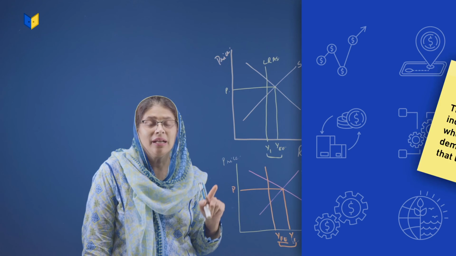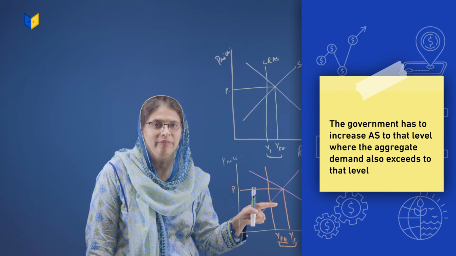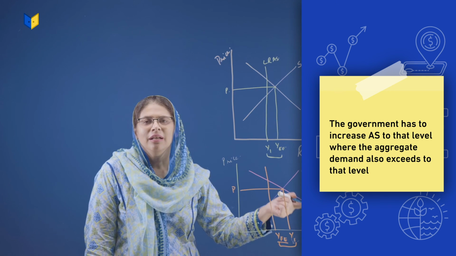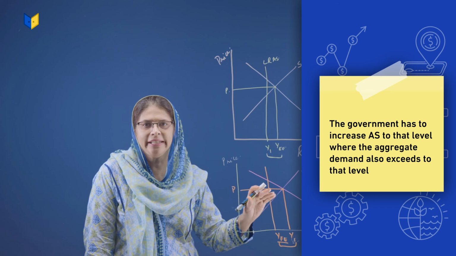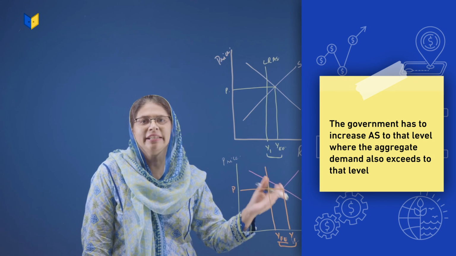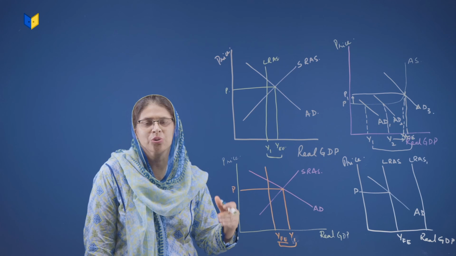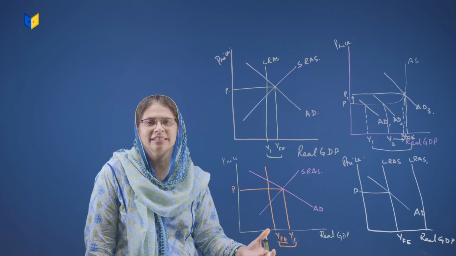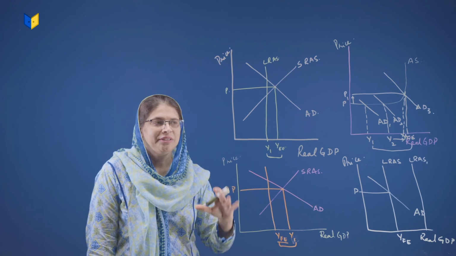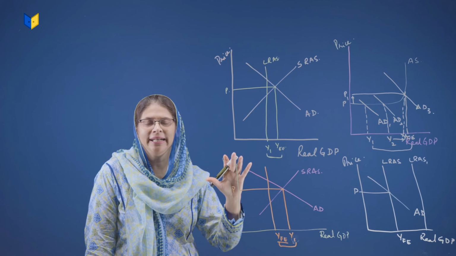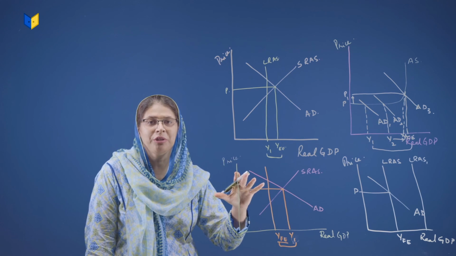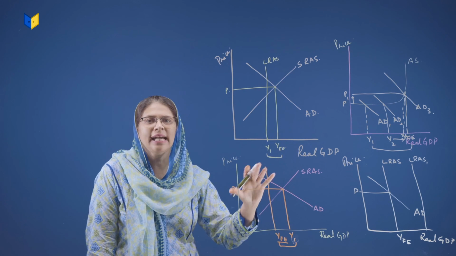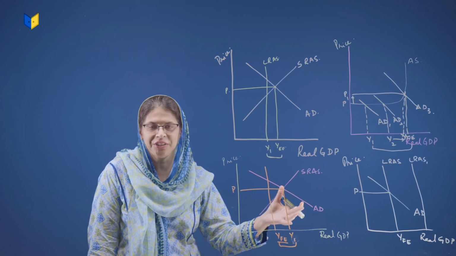So the government has to increase to that level where the aggregate demand also exceeds to that level. अगर aggregate demand नहीं exceed कर रही, तो definitely they should be using the other policies. उनको दूसरी policies use करनी है aggregate demand को increase करने के लिए. Children, I think this is very much clear, and I have made this concept of the output gap, how it is to be applied in your questions as well while deciding about the policies and giving the suggestions to the government.